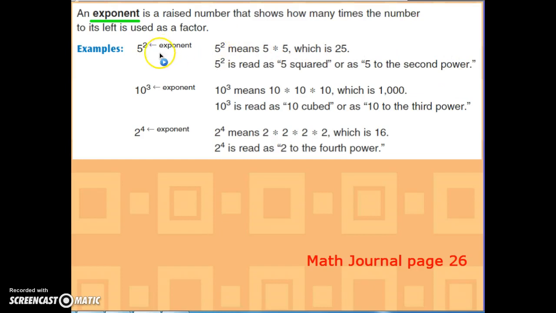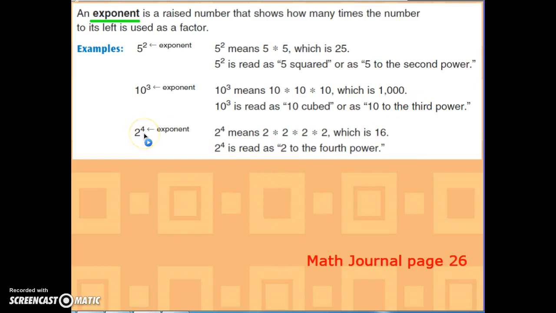So here, 5 squared, we have 5 times 5, which is 25. We can read it as 5 squared or 5 to the second power. We also have 10 to the third, which is 10 times 10 times 10, which gives you 1,000. We can also say it's 10 cubed or 10 to the third power.